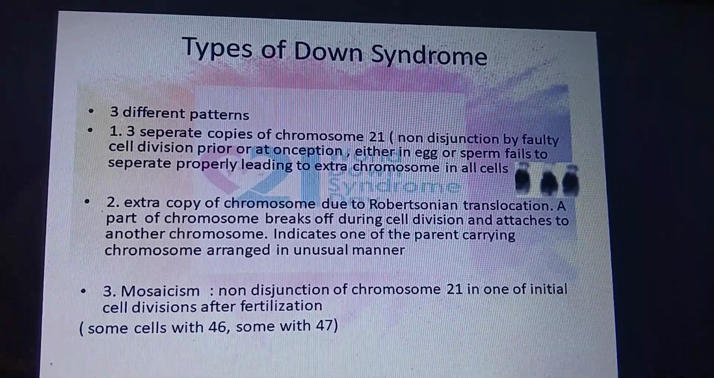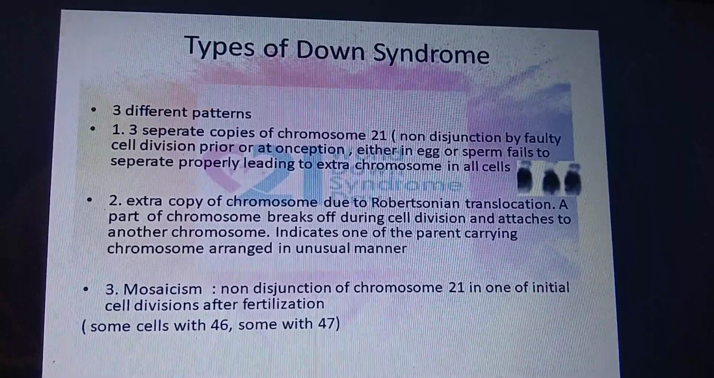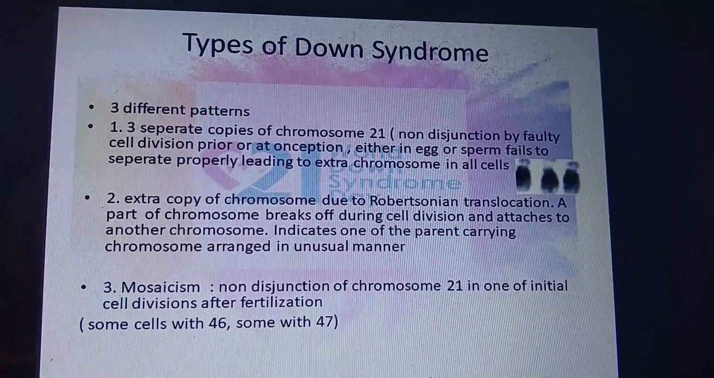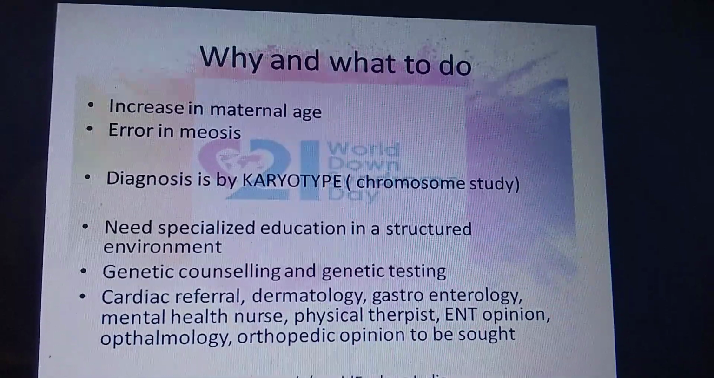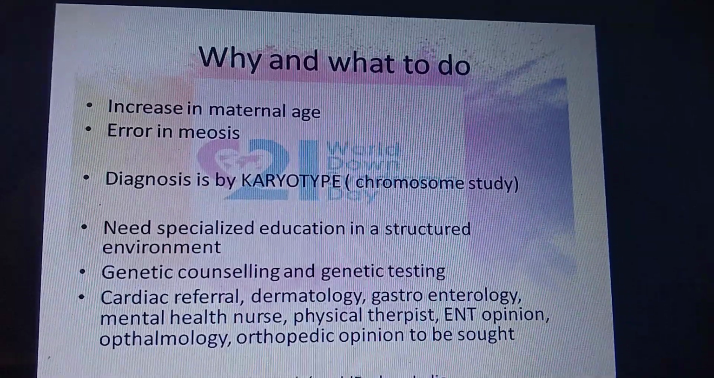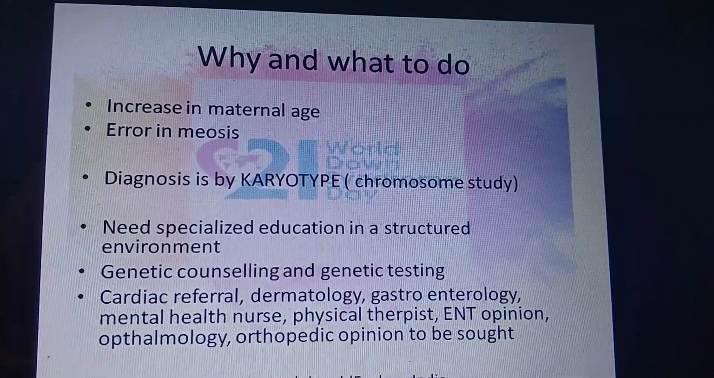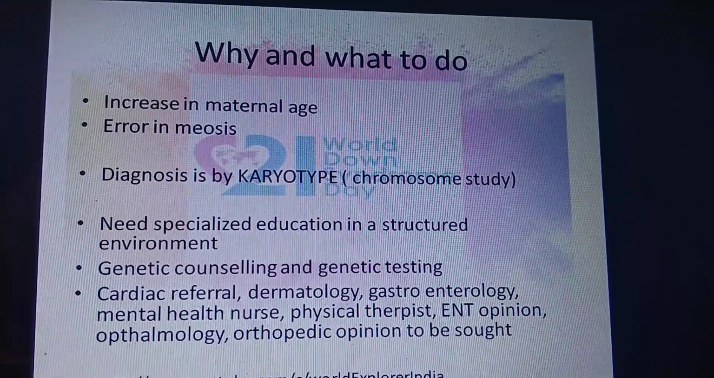So that is why in Down syndrome there may be a partial or full extra chromosome in chromosome number 21. This is very common with increased maternal age and because of error in meiosis as discussed earlier. Diagnosis can be done by karyotype, that is chromosomal study.